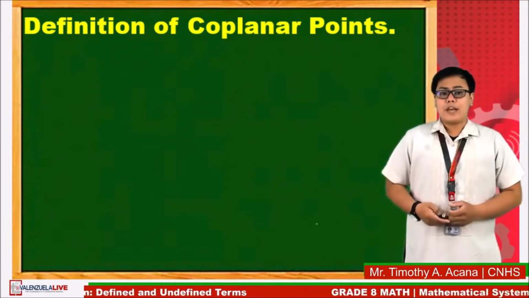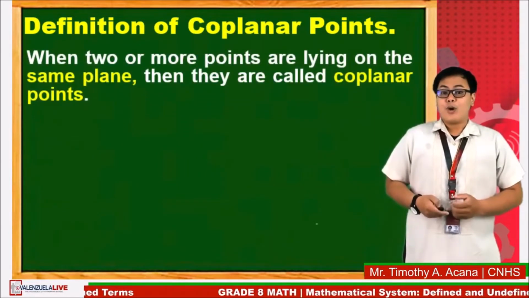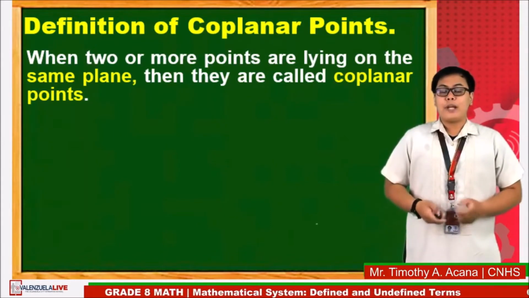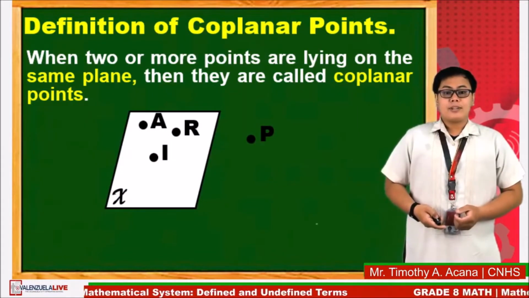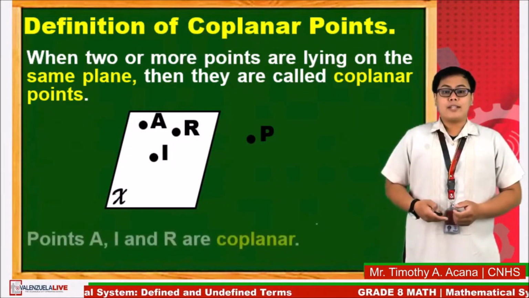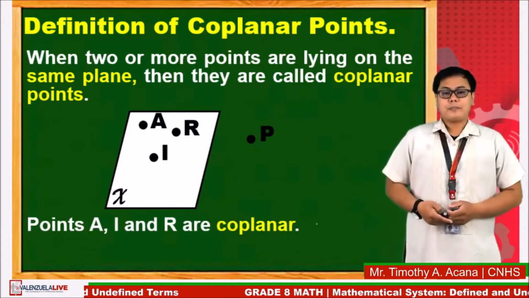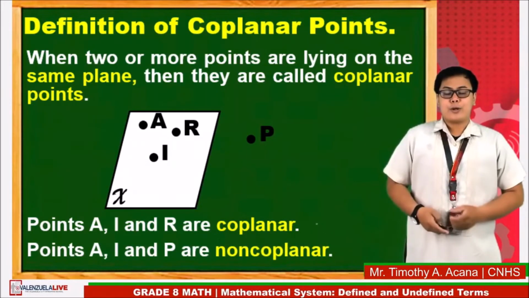Next, we have the definition of coplanar points. When 2 or more points are lying on the same line, then they are called coplanar points. Example, we have points A, I, and R are coplanar, while points A, I, and P are non-coplanar.